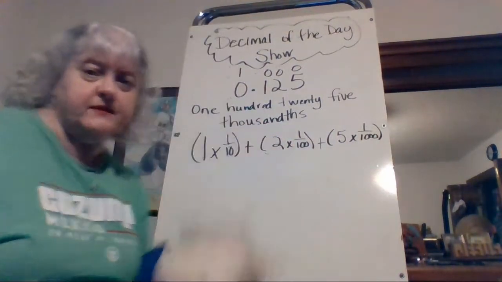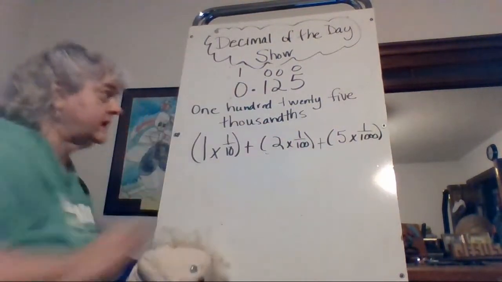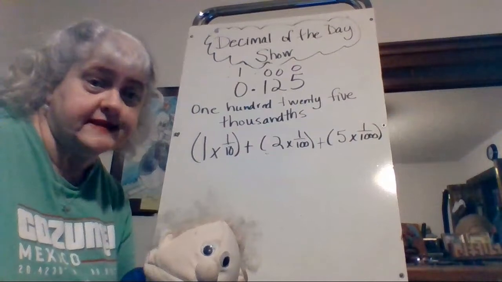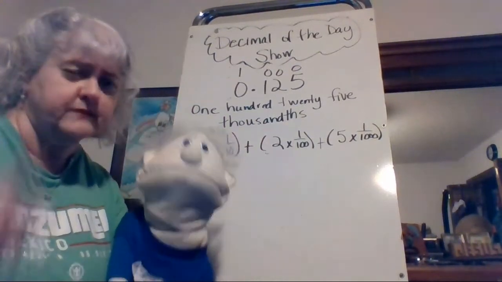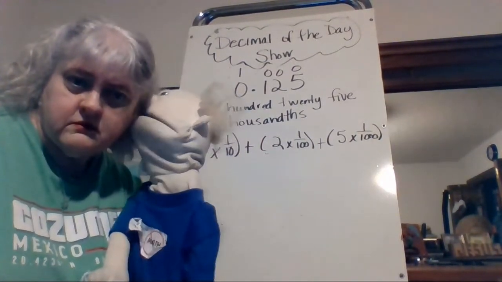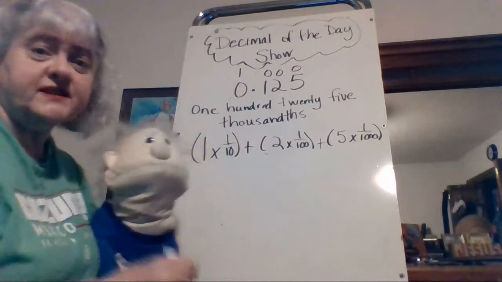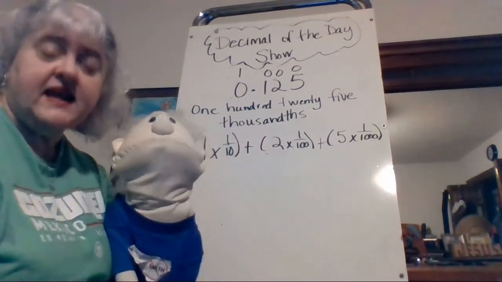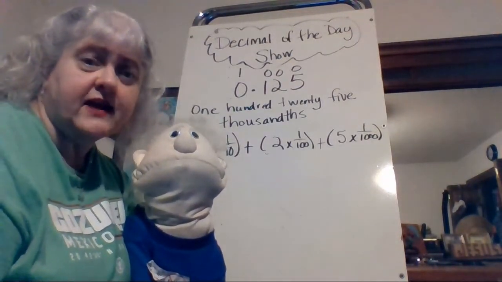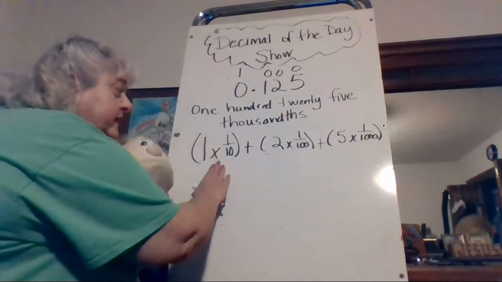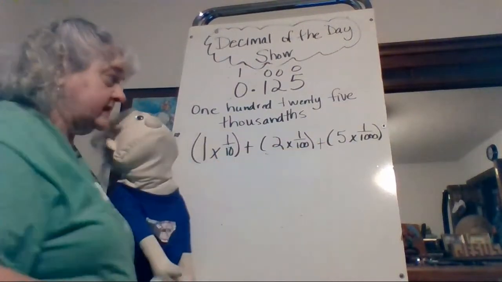Okay, fifth grade audience members, check and see if this is what you have down for writing this decimal of the day in expanded form. Excuse me, just a moment. Oh, Joe wants to know why I put these parentheses in. That's because it's easier to see how the place values are separated. We have tenths, hundredths, and thousandths.